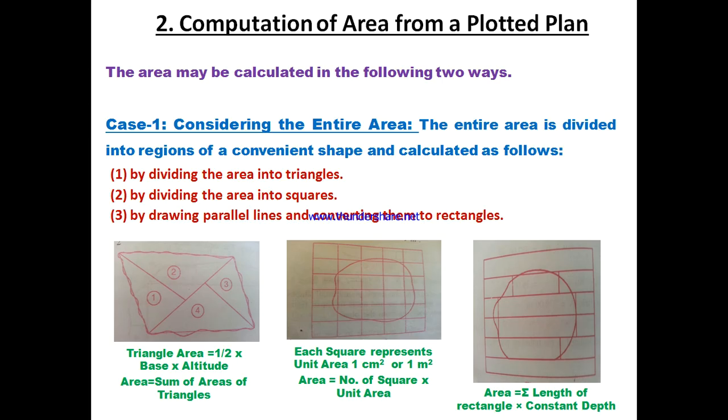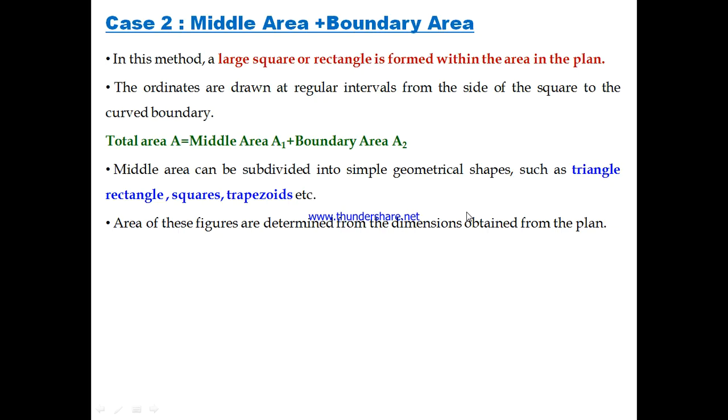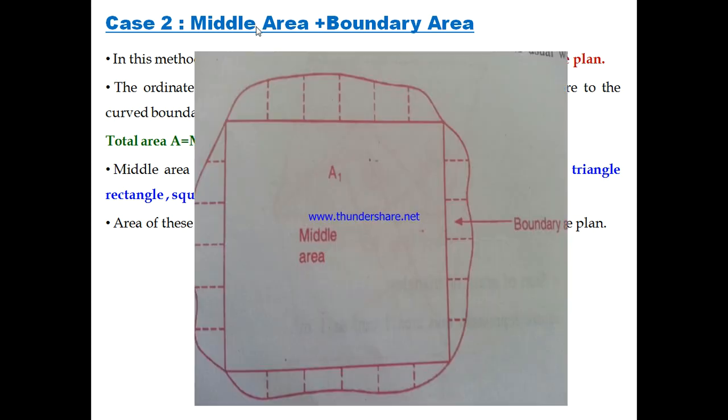Our first case is if we consider the entire area together and then divide it into convenient circle, triangle, rectangular, whatever forms we could. And the second one is we will divide the whole area in the form of a middle area and the boundary area, in which the middle area will be a perfect large square, triangle, rectangle, circle, etc., while the boundary areas can be determined with other methods.